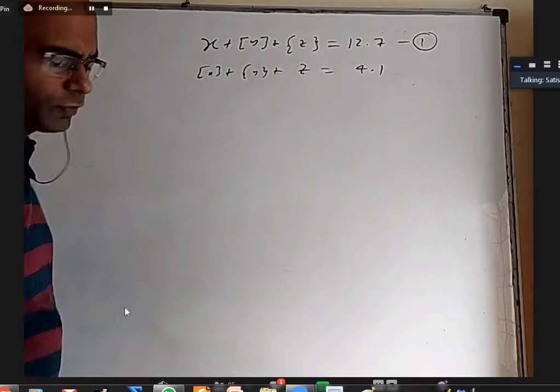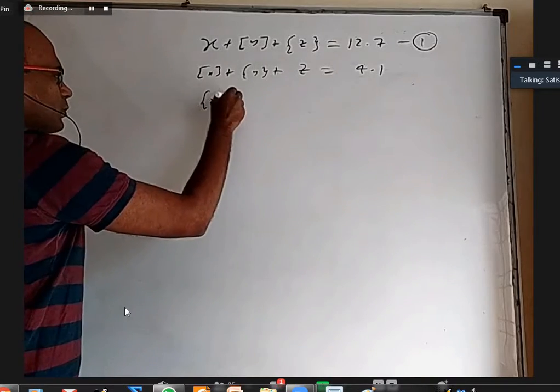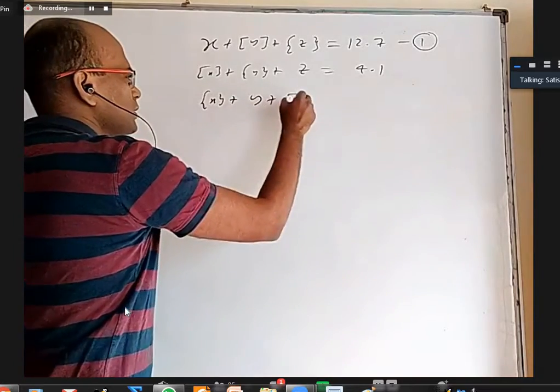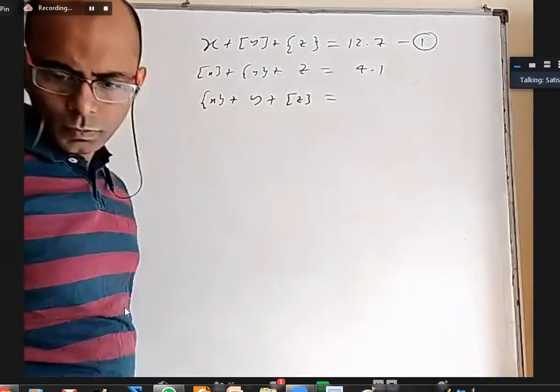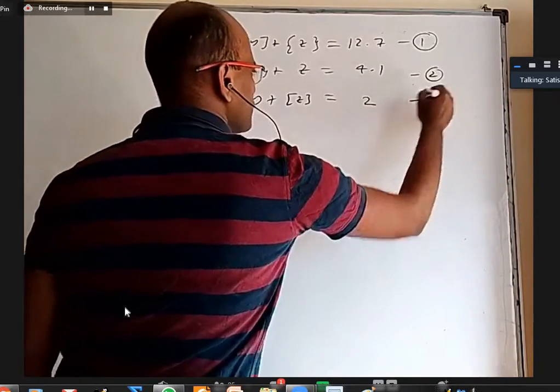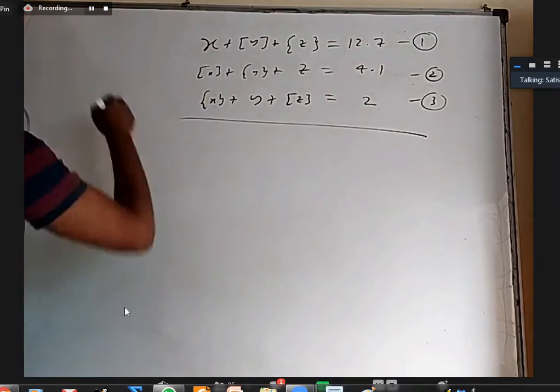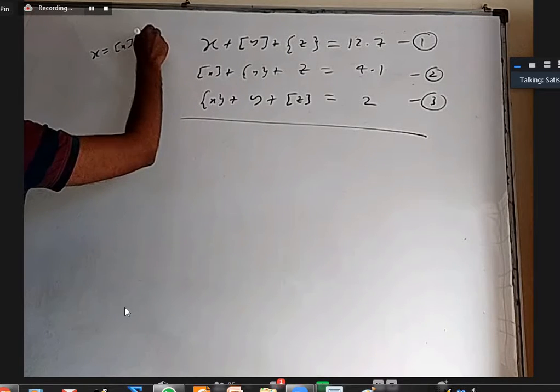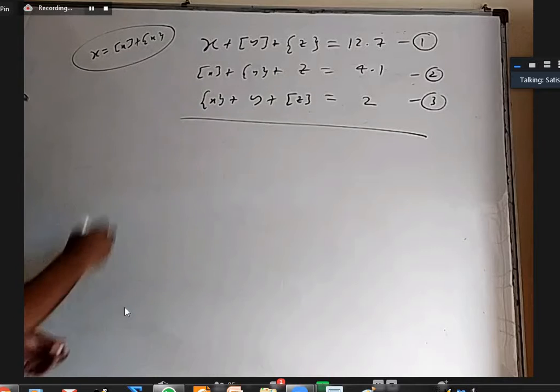And then fractional part of x plus y plus integer part of z is 2. Equation 2 and equation 3. When I add all these things, we know very well that integer part of x plus fractional part of x is x itself.